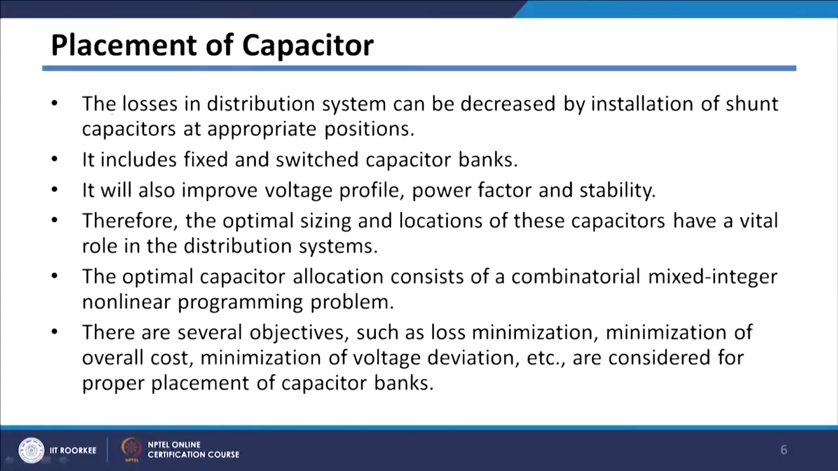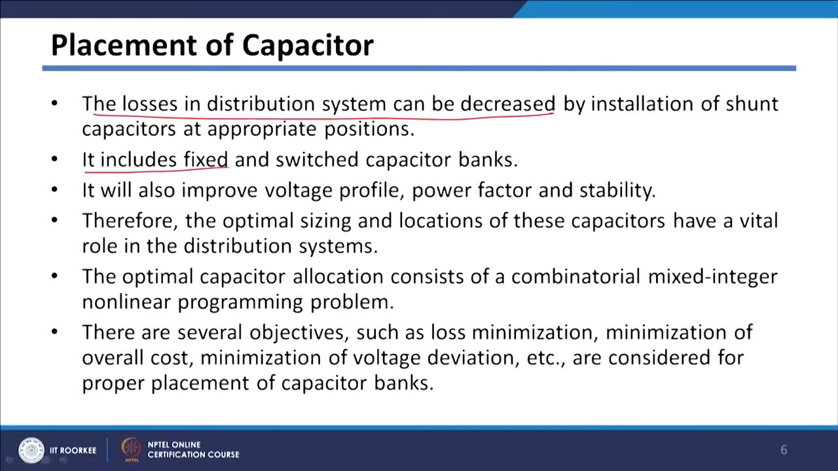Next, we have seen that placement of capacitors is also a planning problem, because we are considering placing the capacitors in the distribution system. First, we need to calculate how many capacitors we need, and what are those locations where the capacitors can be placed. These locations should be optimal. We have seen that after placement of capacitors, losses in the distribution system will decrease.